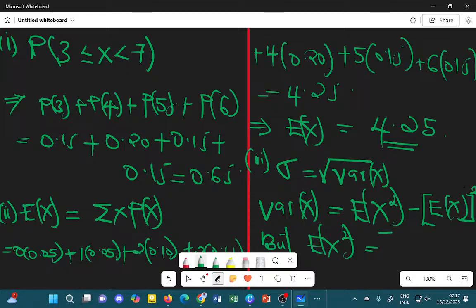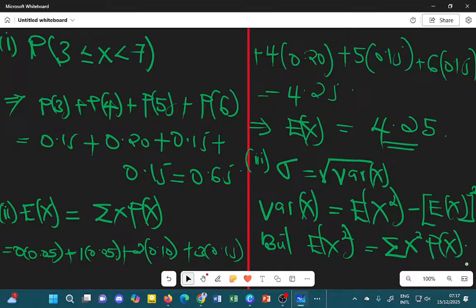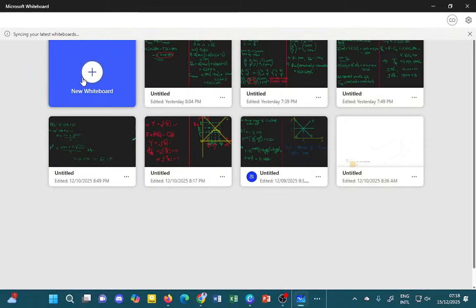summation of x squared times the probability at each point. So let me delete this, I'll rub that because I go to a completely new board. Let me just get to a new board.